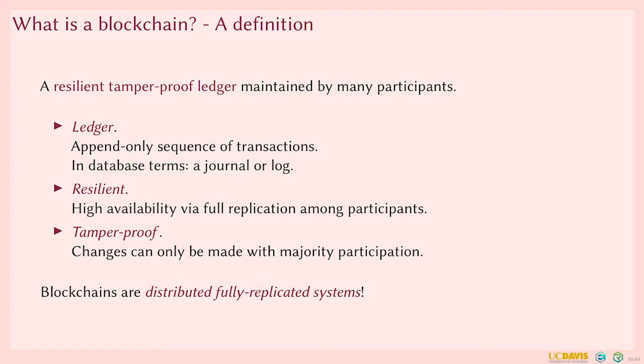The tamper-proof nature comes from the fact that participants can only make changes if there's a majority vote for doing so. So it's very hard to change decisions that have been made. In this sense, blockchains are just distributed, fully replicated systems. And that's a good thing, because we know quite a bit about these systems.